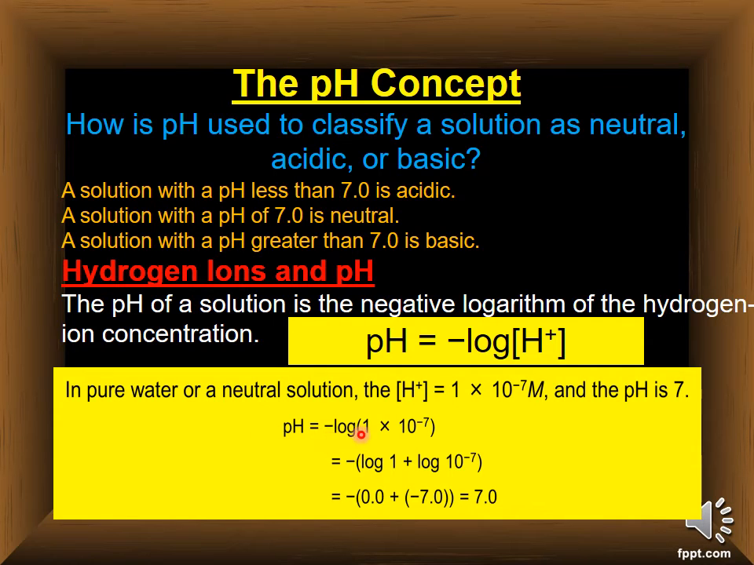Let's see. pH is equal to negative log of the H positive ion concentration. So the H positive ion concentration is 1.0 times 10 power negative 7. Put here negative log of that. Remember, log 1 is always 0, and log 10 is always equal to 1. So when you calculate it, it becomes 7.0, or you can do it directly in your calculator using the log function. You will get 7.0. So the pH of pure water is 7.0.